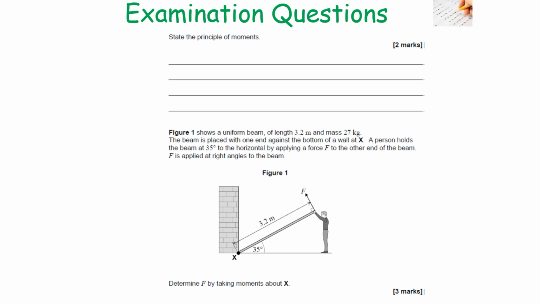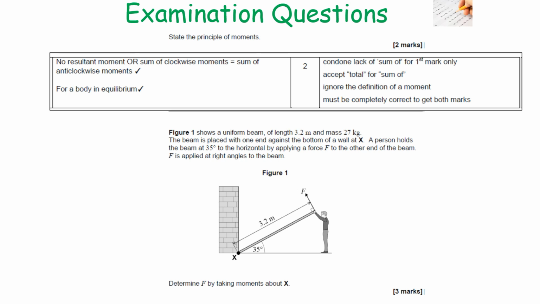So it's important that you are able to talk about what the principle of moments is and how you can then determine values with it. So this first question is all about just rote knowledge. What is the principle of moments? The principle of moments is the idea that there is no resultant moment, or that the sum of all the clockwise moments equals the sum of all the anti-clockwise moments when a body is in equilibrium. Now technically when a body is in equilibrium, we know that there's no resultant moment and no resultant force acting on the object. So what you can say here is if you take moments about X, you know that the resultant moment is going to equal 0.